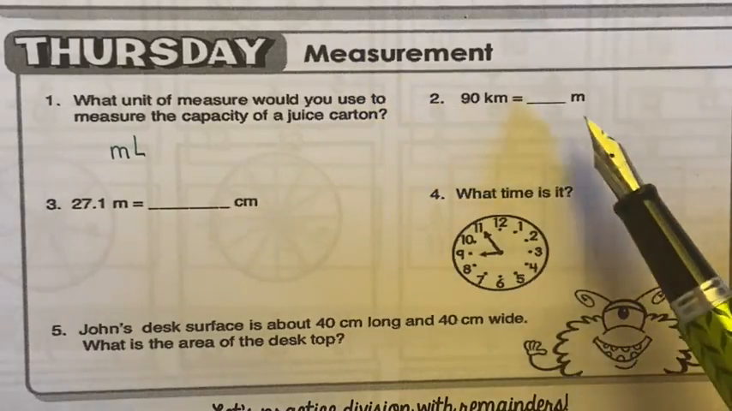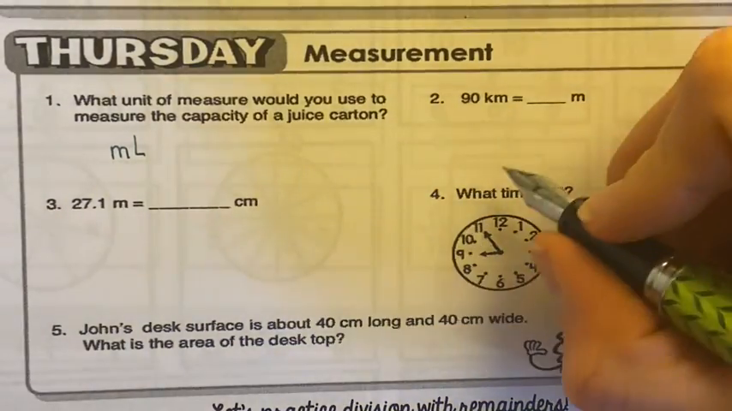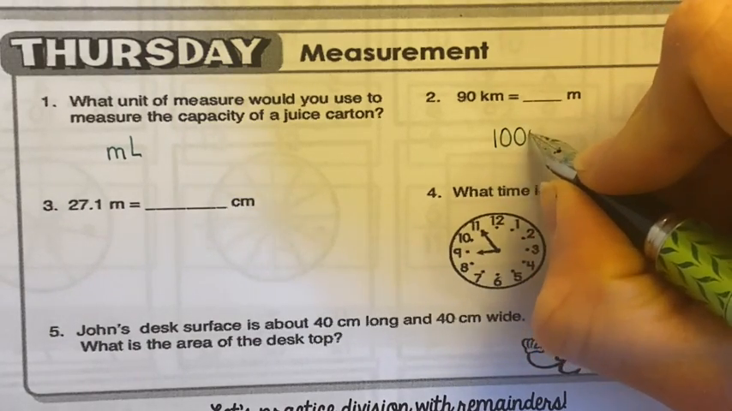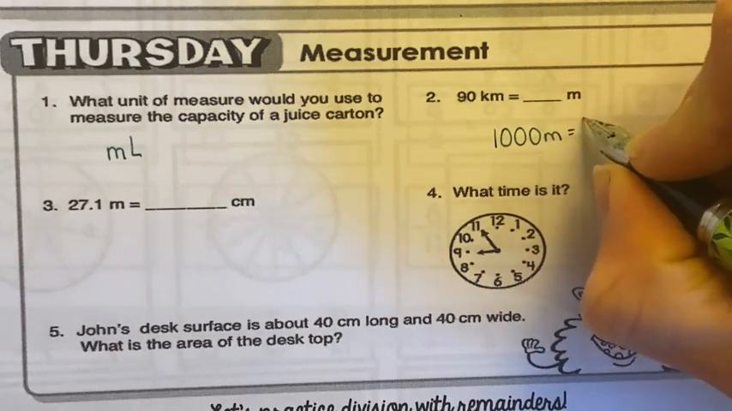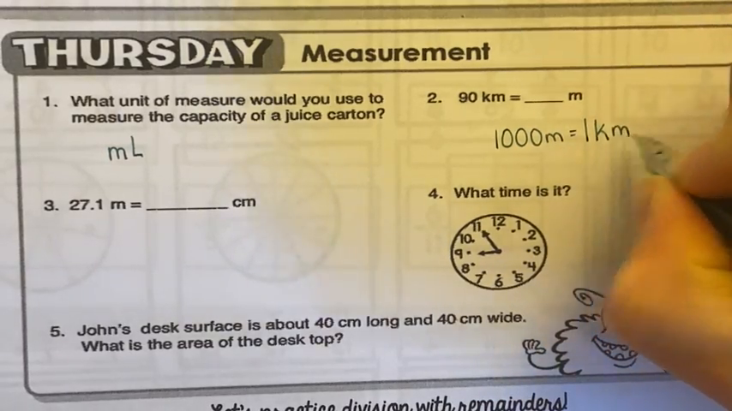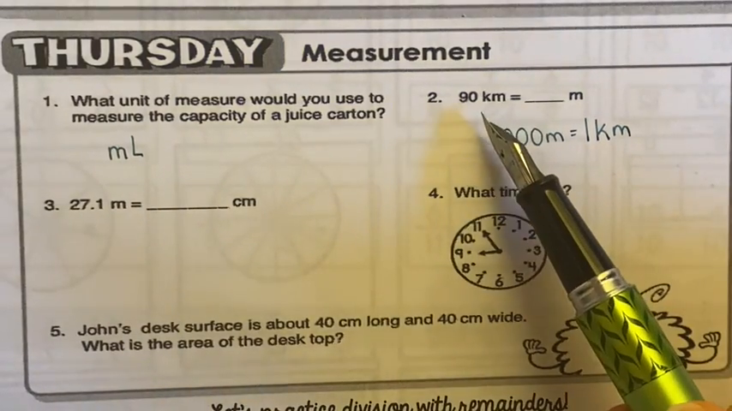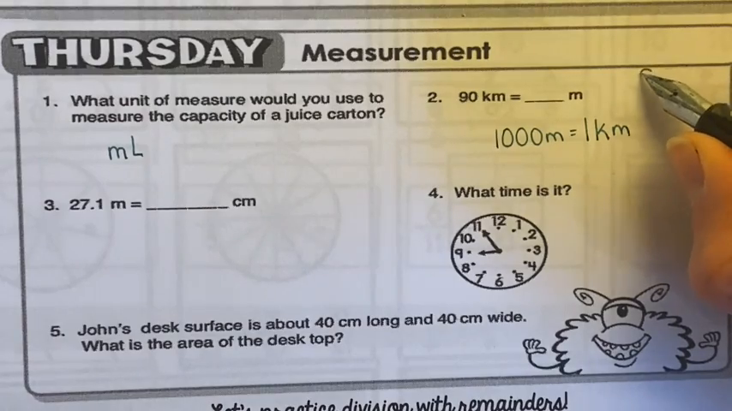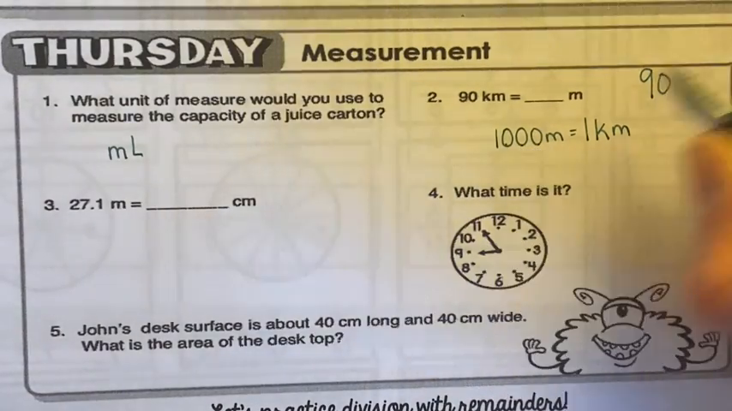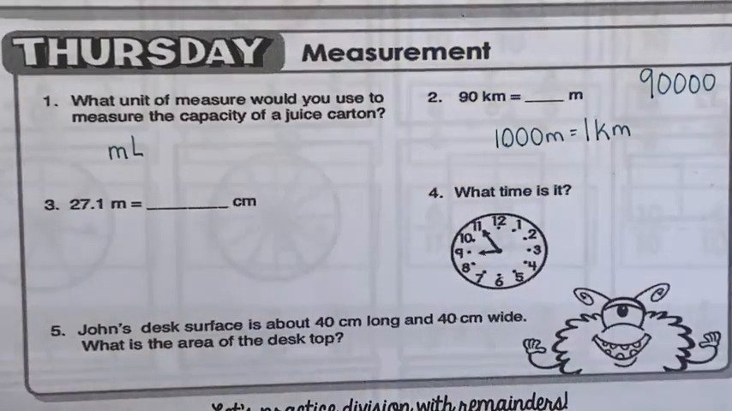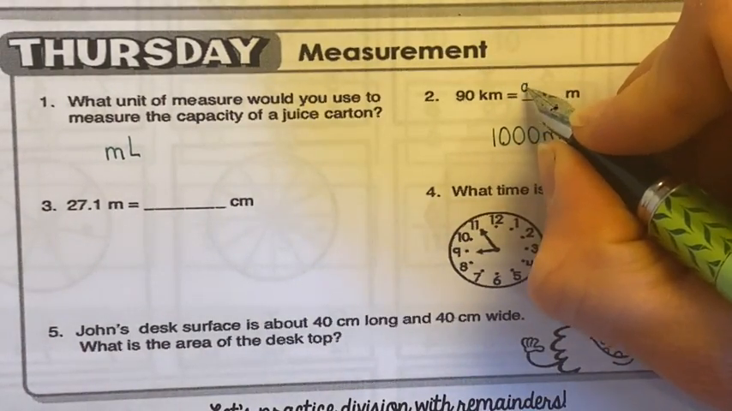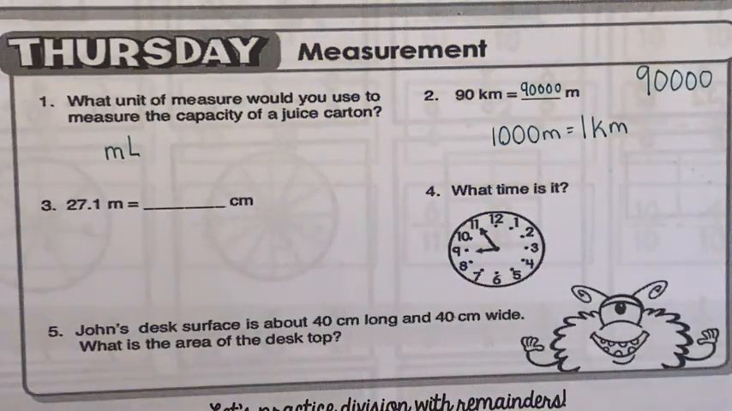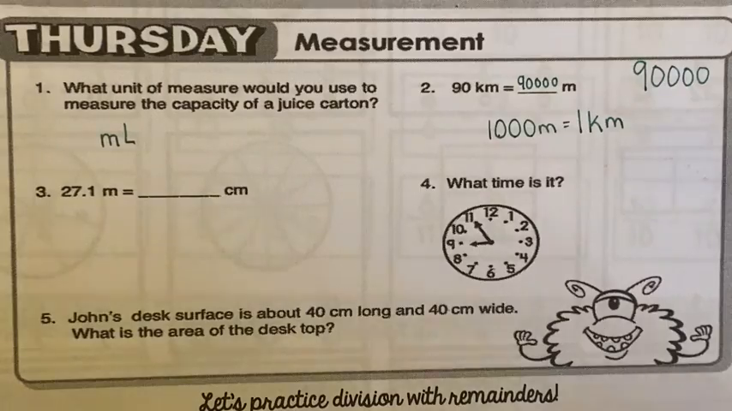Question 2: 90 kilometers equals how many meters? So there are 1,000 meters to 1 kilometer. Okay, so I'm going to have to times 90 by 1,000, which means all I do is I write 90 and I go 90,000. And I don't know how we're supposed to write that in this tiny line. Like, I know I can write small, but that's pretty small. So 90,000 meters.